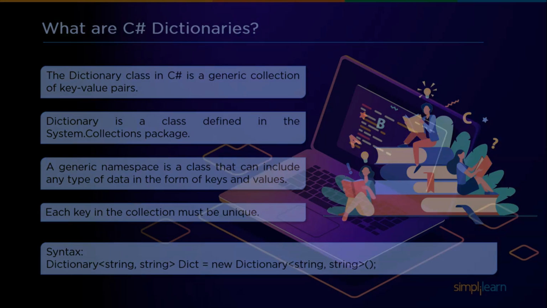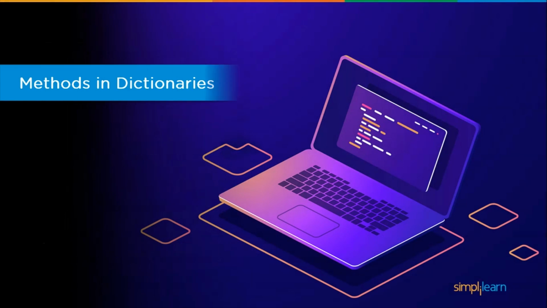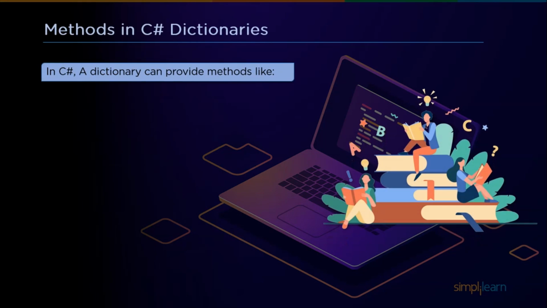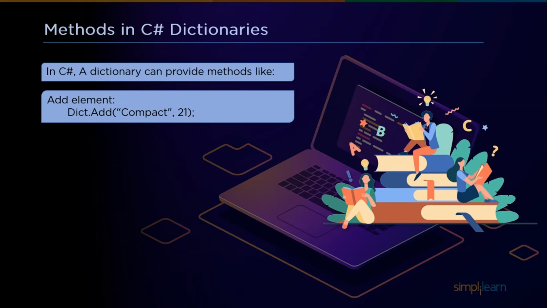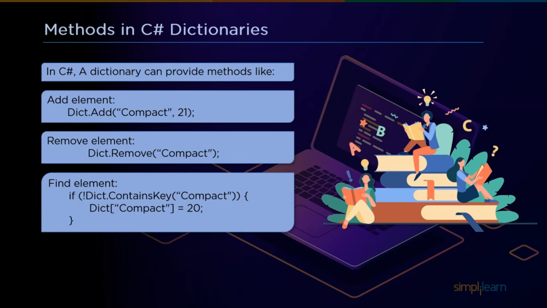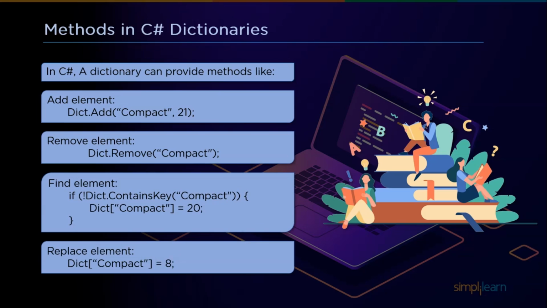Next up, let's discuss methods in the dictionary. There are basically 4 methods we can apply in a dictionary. We can add an element, remove an element, find an element, or replace an element. Now, let's implement this in the code editor.